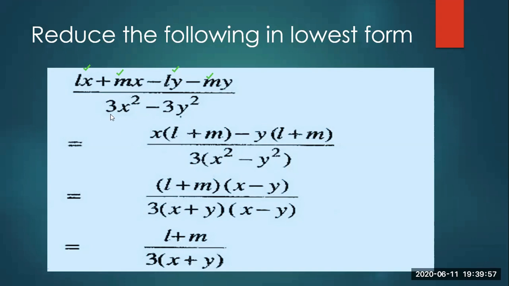Now let's have a look at the denominator: 3x squared minus 3y squared. Now here we'll see what is common. 3 is common, so we'll take 3 as common. What is left inside? X squared minus y squared.